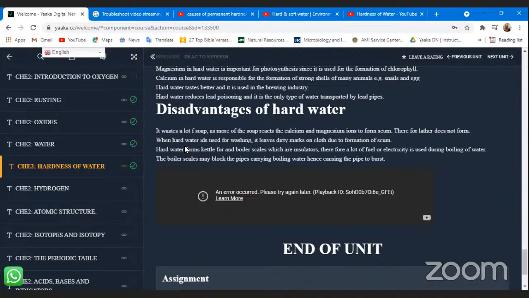Hard water forms kettle fur and boiler scales. Most containers or boilers are destroyed like that. The boiler scales may block the pipes carrying boiling water, hence causing pipes to burst. So it's important to remember that.